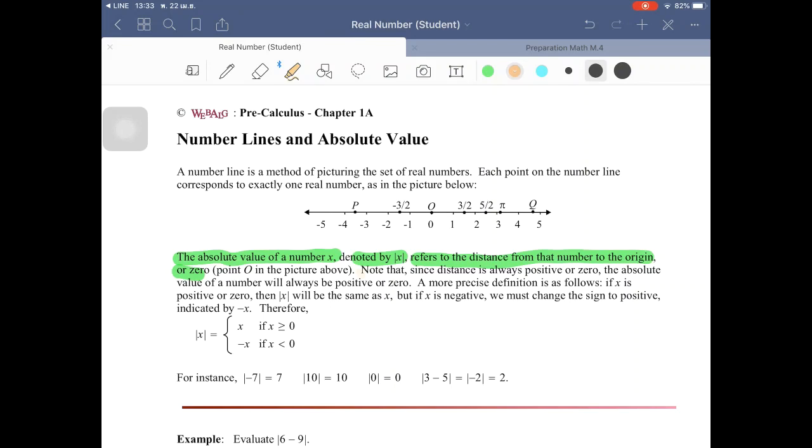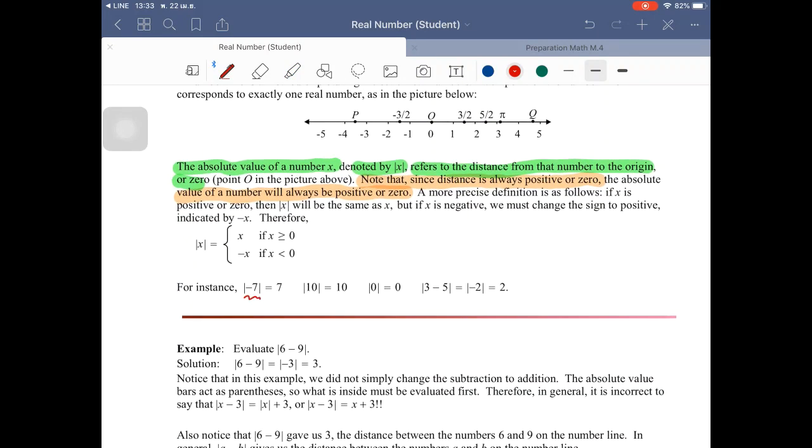Note that since the distance is always positive or 0, the absolute value of a number is always 0 or positive. You see? So for example here, absolute negative 7 will be 7. The absolute of 10 will obviously be 10. The absolute of 0 will be 0. Absolute of 3 minus 2 you will get the absolute of negative 2, but absolute negative 2 will be 2. Okay, it's a very easy topic. Absolute value is not that difficult.